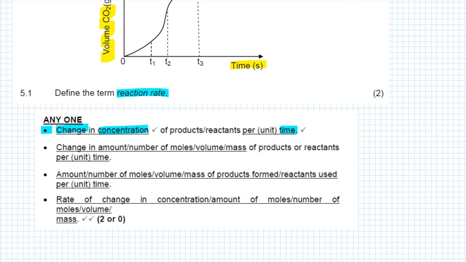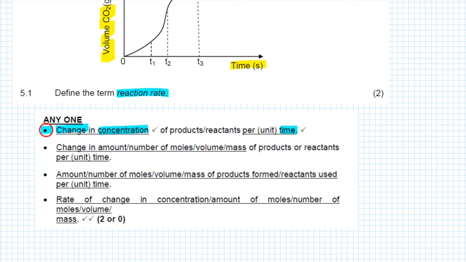You can say it is the amount, number of moles, volume, mass of products formed or reactants used per unit time. Or you can say it is the rate of change in concentration or amount of moles, number of moles, volume, or mass. I would go with option number 1, the very first bullet point, because this is the definition that we most commonly make use of, and as you can clearly see, it is the shortest and simplest version of this definition.